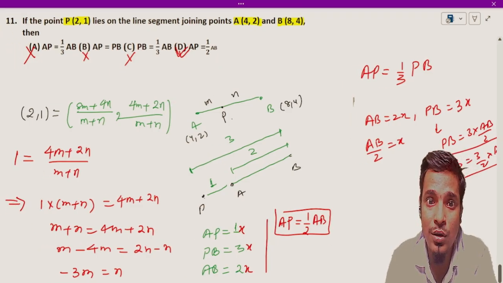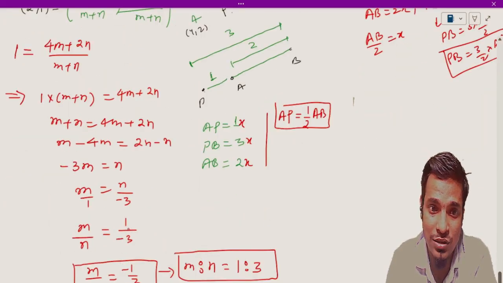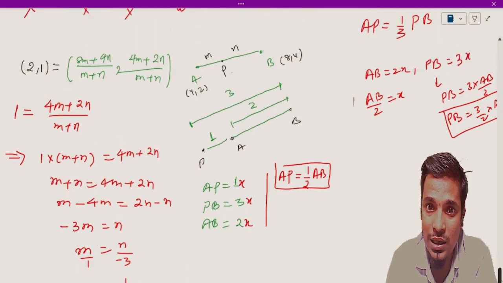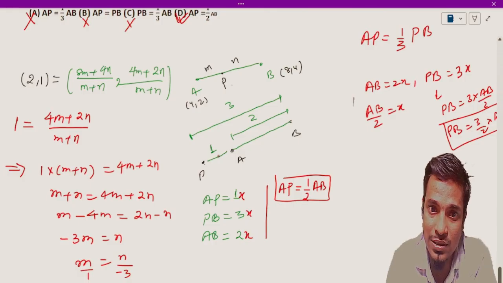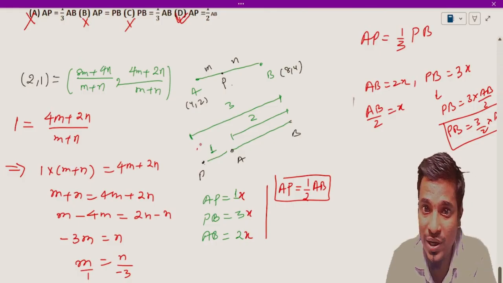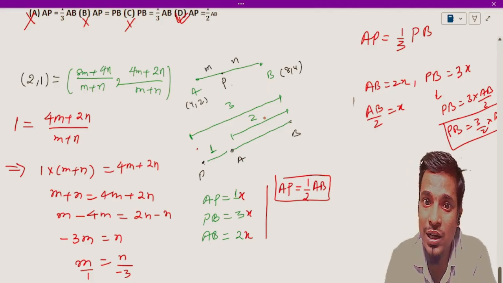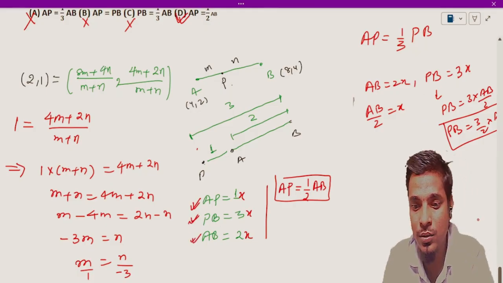First we have to solve for the ratio m ratio n. As here m ratio n is negative, it means this is an external section, and that external section is minus 1 ratio 3, right? It means the point P is to the left of the point A, which is 1 unit away, and from P to B we have 3 units, so A to B will be 2 units. This way we can find the lengths of all these things, and then compare all the options.